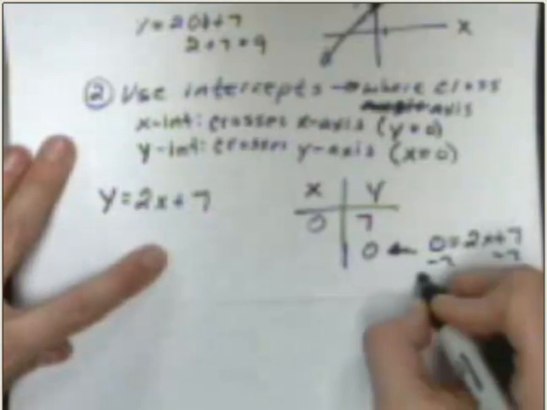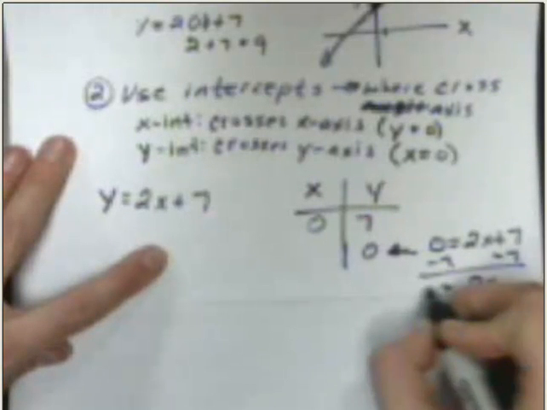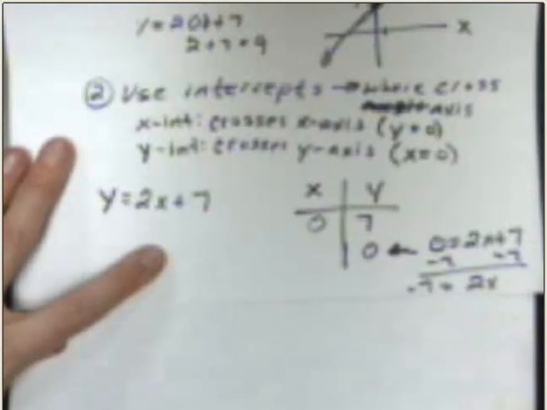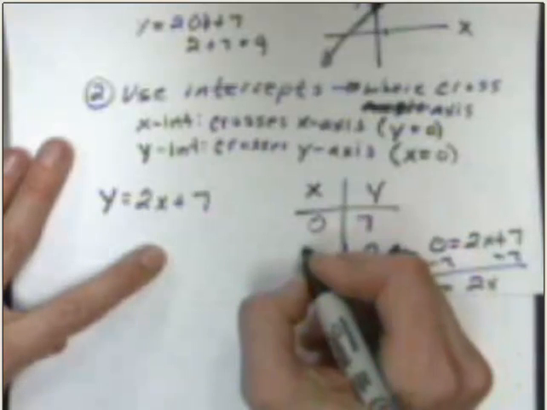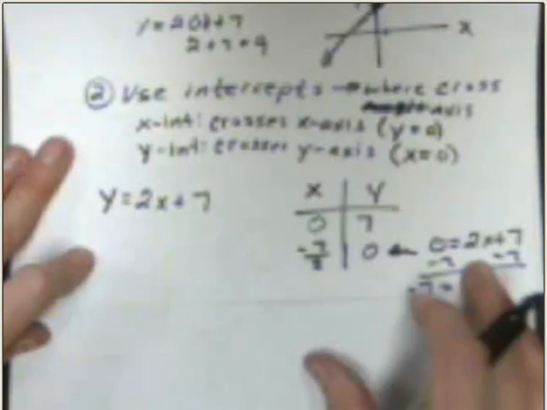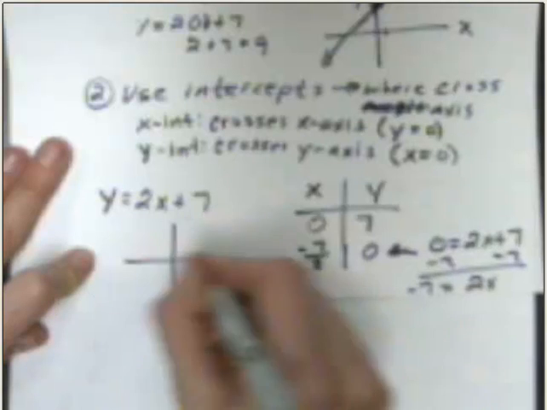So then I'll just do algebra to get x by itself. Subtract 7 from both sides. 2x is equal to negative 7. Divide both sides by 2. What's x equal to? Negative 7 halves? Or whatever decimal that gives. Right? Okay. And then you can graph it using those 2 points.